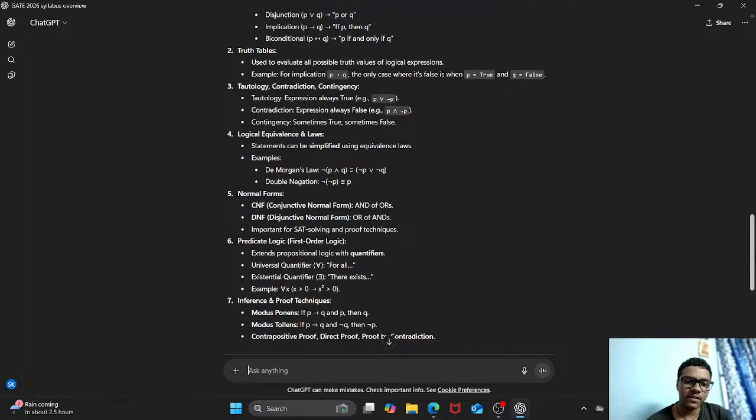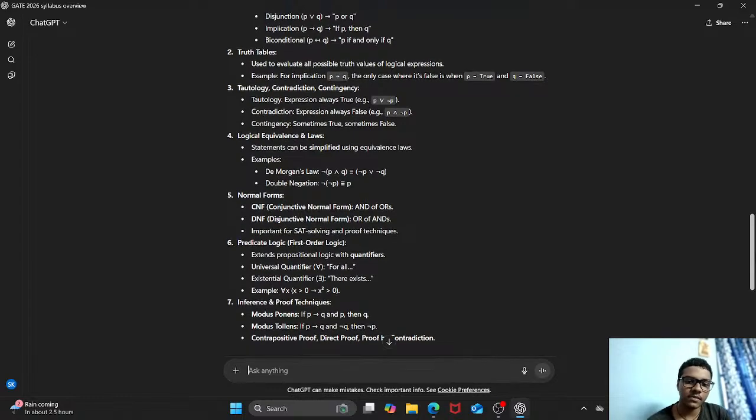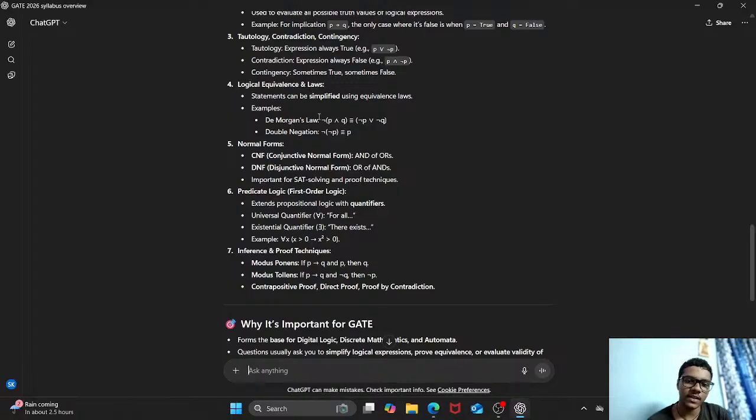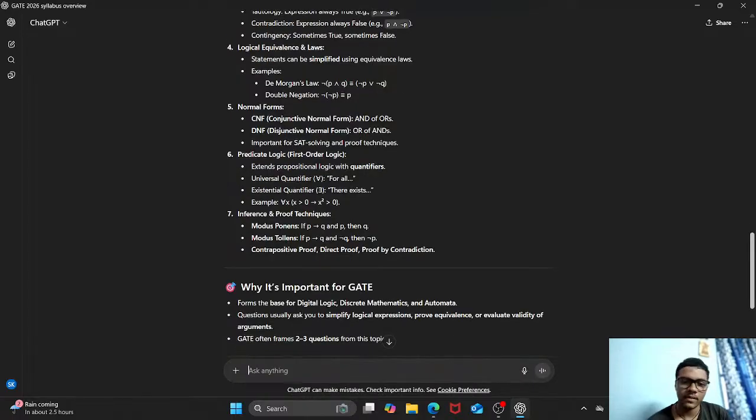Logical equivalence and laws: statements can be simplified using equivalence laws, like De Morgan's law. We have the double negation law, conjunctive normal form, and so on. Okay, so what is conjunction? There is an AND between P and Q, and then it will be connected by OR in disjunction. Okay, sorry, conjunction. Yeah, conjunction means AND and disjunction means OR.